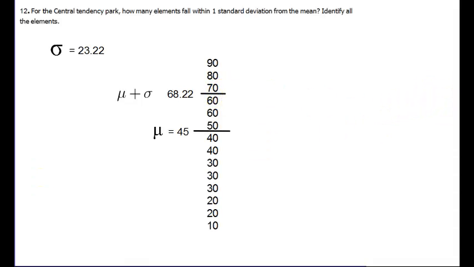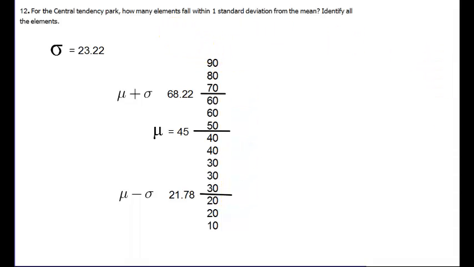Next, we subtract our standard deviation, which is 23.22, from 45, and the result that we're going to get is 21.78. So we got 21.78 by subtracting the standard deviation from our mean. So 21.78 is somewhere here.